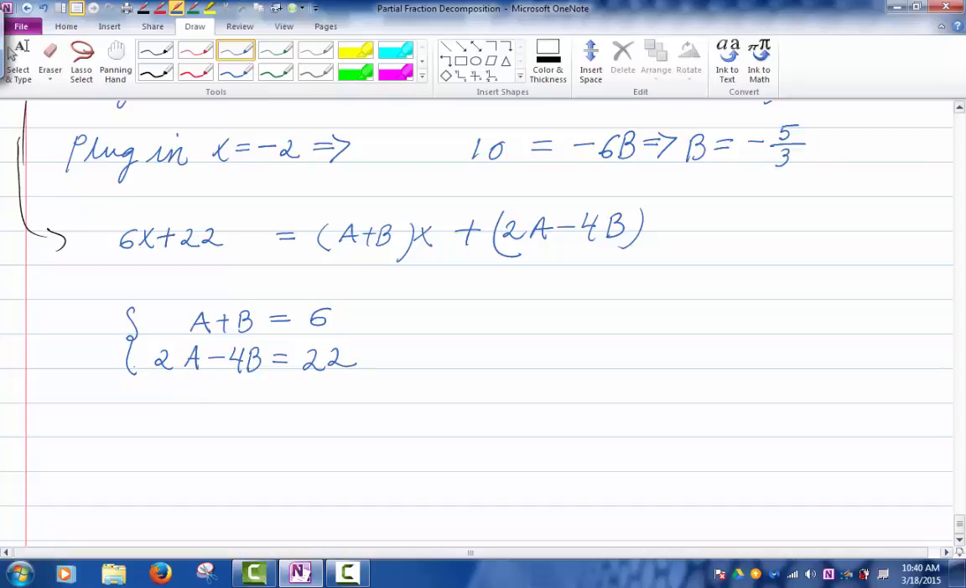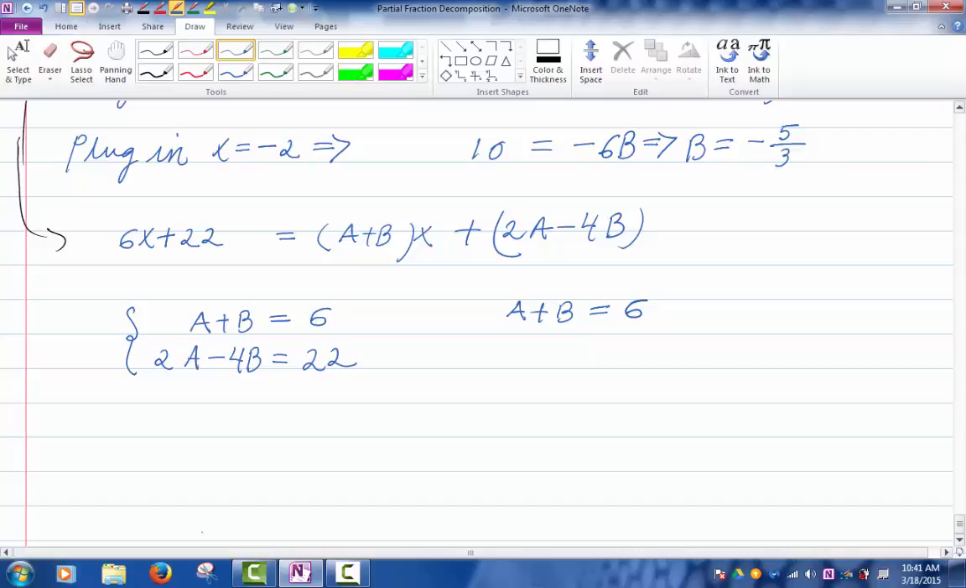Now, again, how would you solve them? Well, there are a couple of different ways you can solve them. But the way I'm going to do it is that I'm going to keep the first equation as it is. Multiply the first equation by 4 and add it to the second equation. Am I clear? So I'm trying to get rid of b. If I multiply the first equation by 4 and add it to the second equation, I'm going to get rid of b.